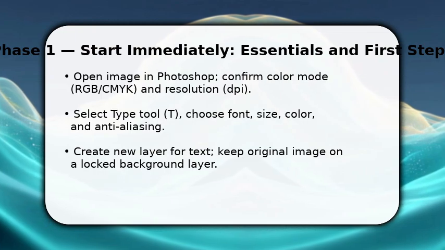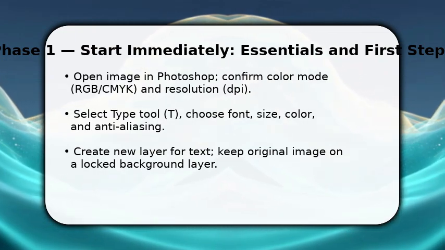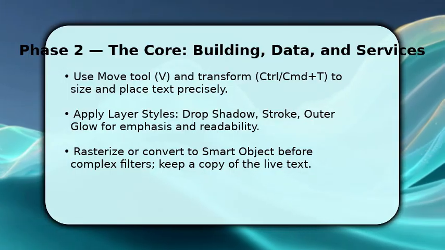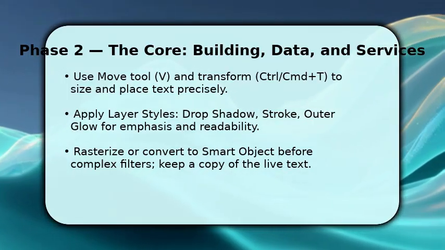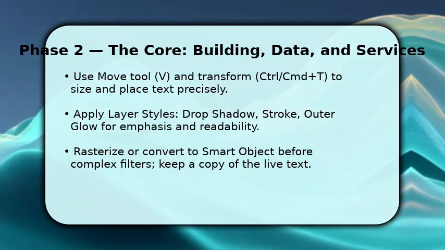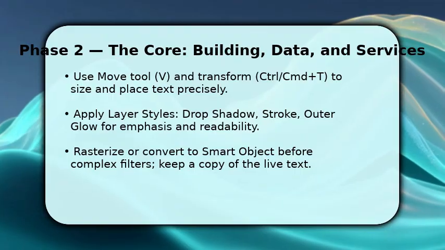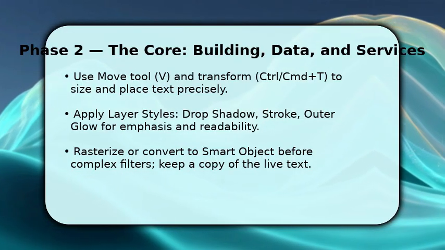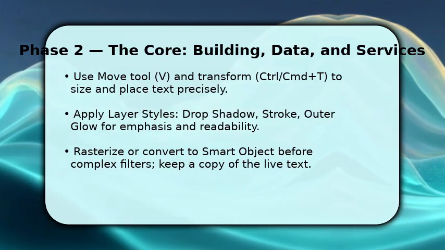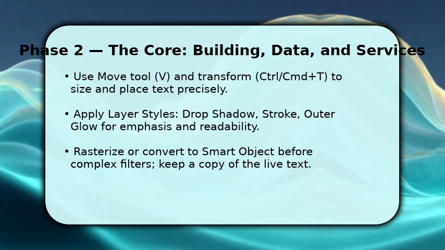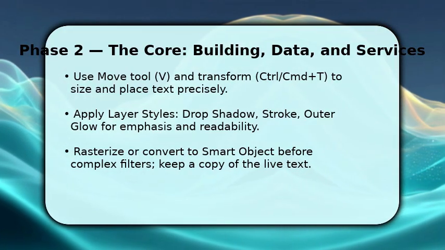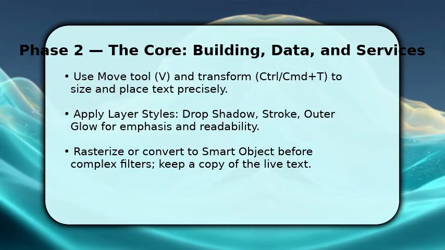You now position and style the text to integrate it with the image. Use the Move tool and free transform to align, holding Shift for proportion, or use numeric W/H for exact sizing. To improve legibility, add layer styles: drop shadow for depth, stroke for contrast, outer glow to separate text from busy areas. Once satisfied, convert to a smart object before filters so edits remain reversible. Make sure to keep a duplicate of the original live text layer for later adjustments.